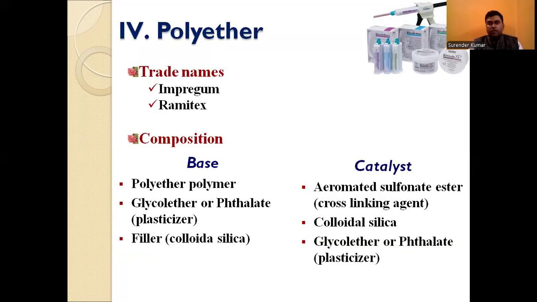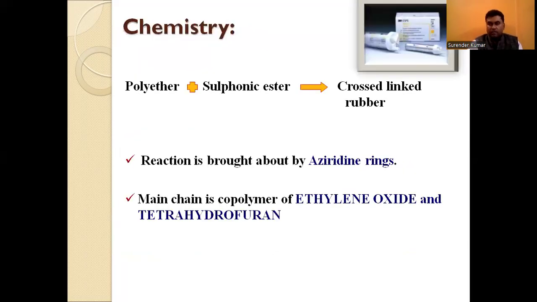Polyether is the fourth type of elastomers. Trade names are Impregum, Ramitec. Composition: base and catalyst. The base has polyether polymer, glycol ether or phthalates, which act as plasticizers, and fillers. The catalyst contains aromatic sulfonic esters, cross-linking agents, colloidal silicas, and again plasticizers. So when they react, polyether plus sulfonic esters will give you cross-linked rubbers. The reaction is brought about by aziridine rings, and the main chain polymers are ethylene oxide and tetrahydrofuran.